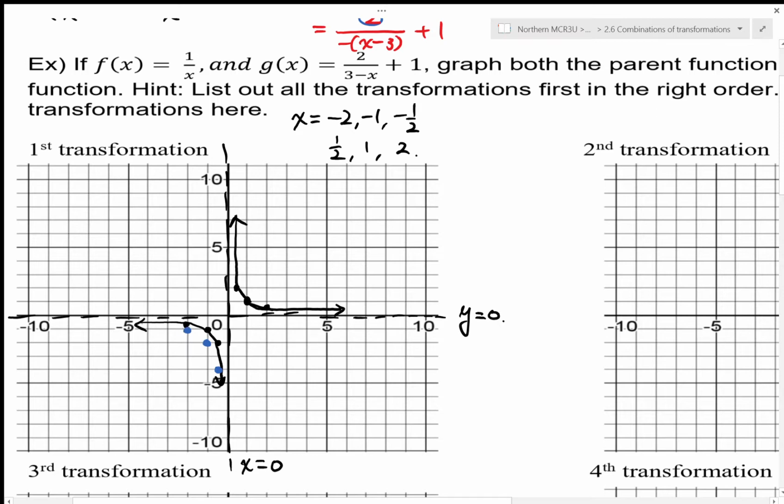So my graph now looks like this. So it actually is pulled down. And then this one is at 4, and then 2, and then 1. So this one also is pulled up. Okay, so that vertical stretch by a factor of 2 actually affects both graphs.